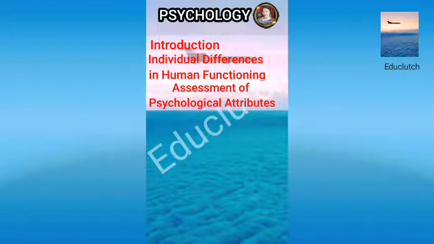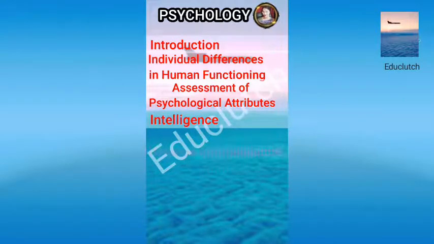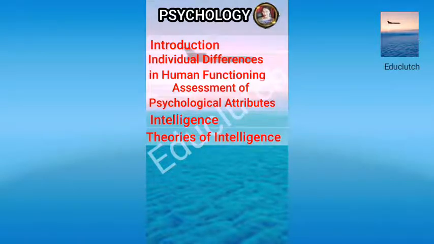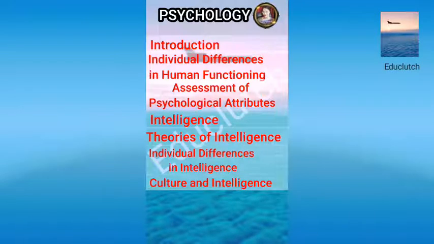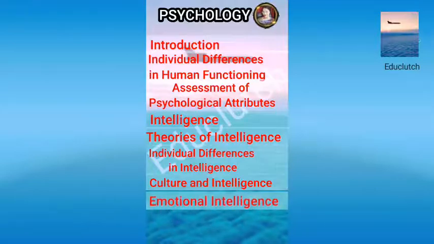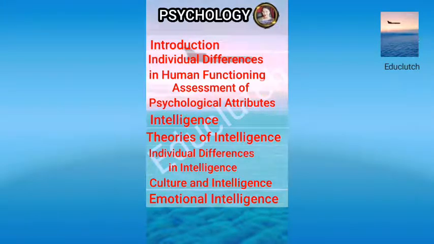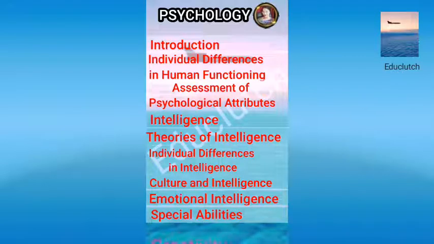Fourth is intelligence. Fifth topic is theories of intelligence. Sixth is individual differences in intelligence. Seventh is culture and intelligence. Eighth is emotional intelligence. Ninth is spatial abilities. And the last topic is creativity.